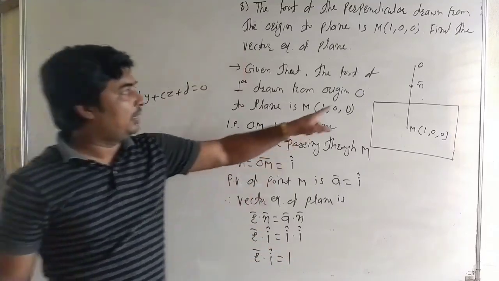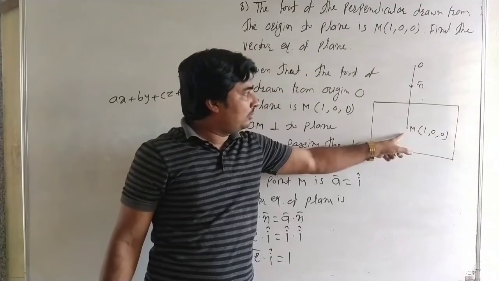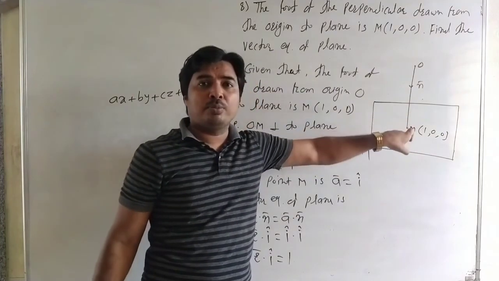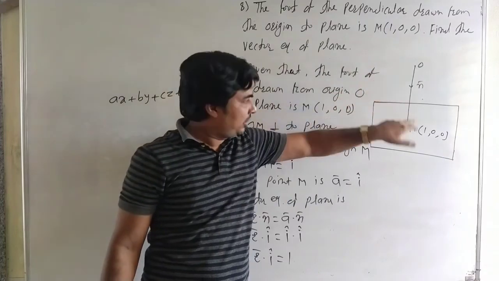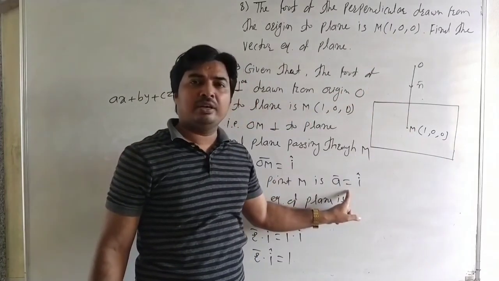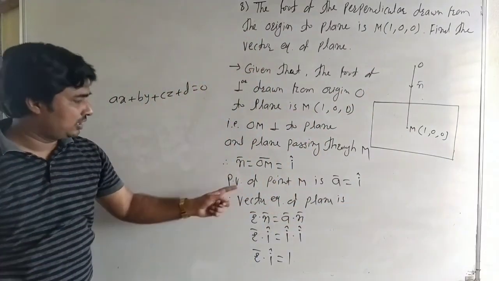See carefully: the plane is perpendicular to OM and M is the foot of the perpendicular, therefore the point M is on the plane. That means the plane passes through point M, whose position vector we take as a bar. See carefully, this is the vector equation.